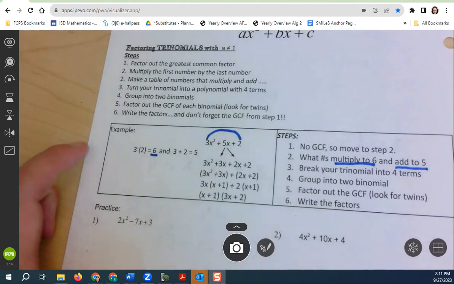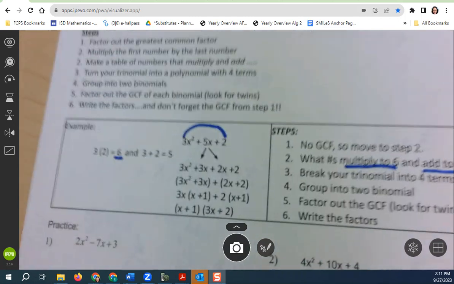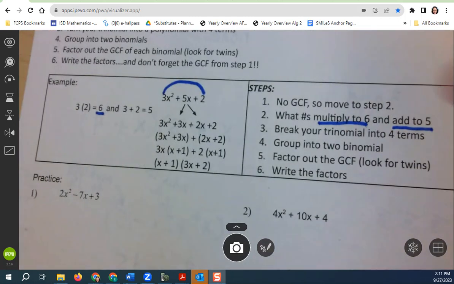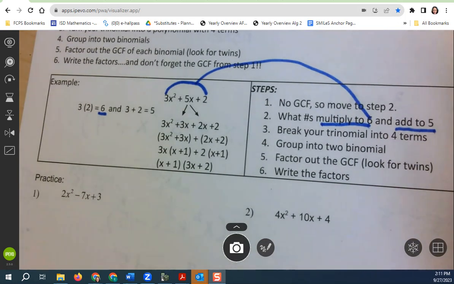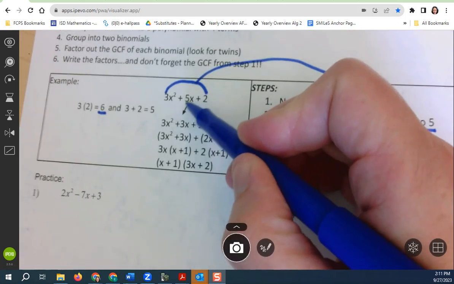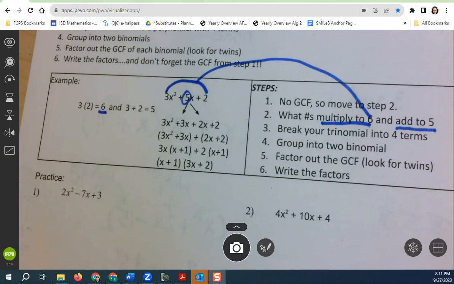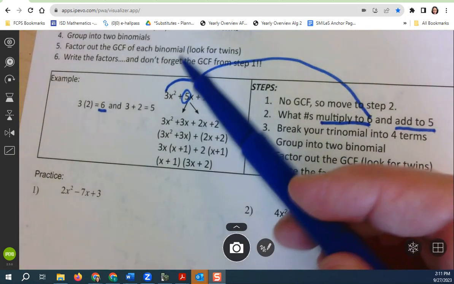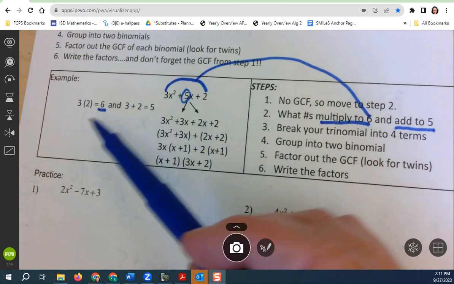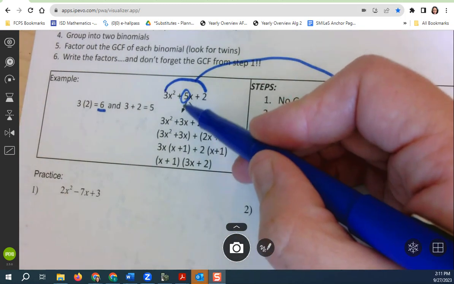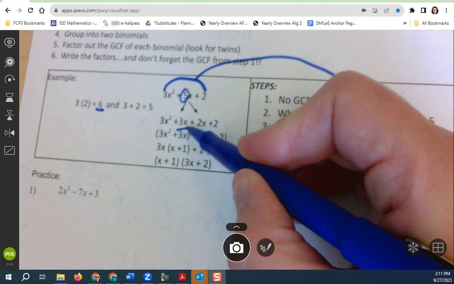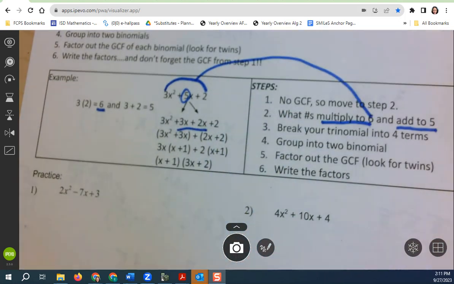And they happen to also be 3 and 2, which is like the numbers I started with. It's not always going to be that. So you multiply these two numbers, and that is telling you what you have to multiply to. Multiply to 6. Still add to 5 your middle number, okay? And the numbers that multiply to 6 and add to 5 are 3 and 2. And you break up this 5x into 3x plus 2x.